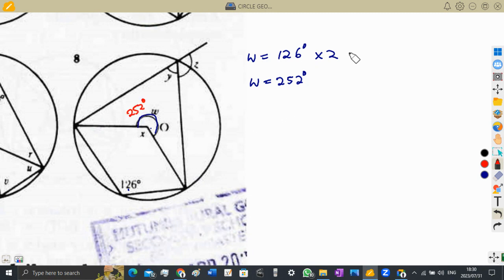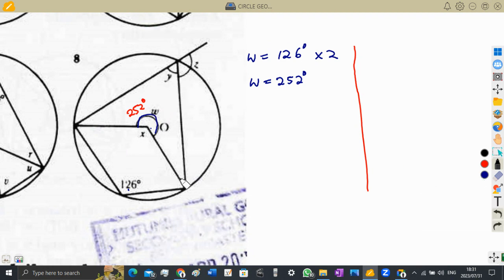Then from W, which one can we calculate now? I think we can also find Y. Okay. Y from 252. Remember we said these two must not be taken like this.